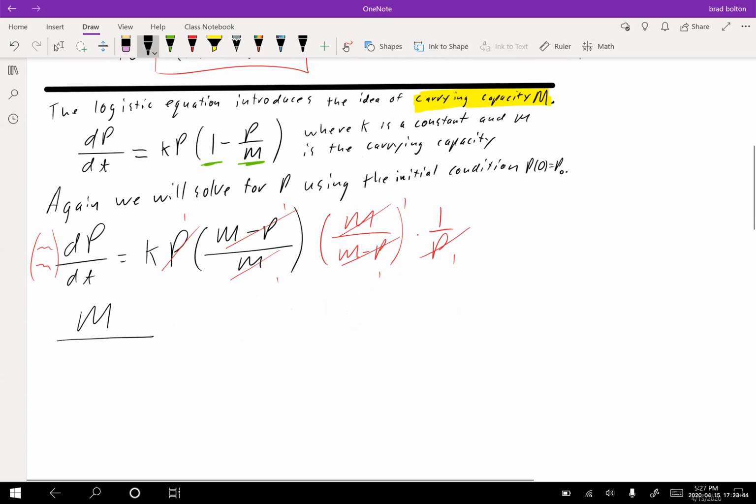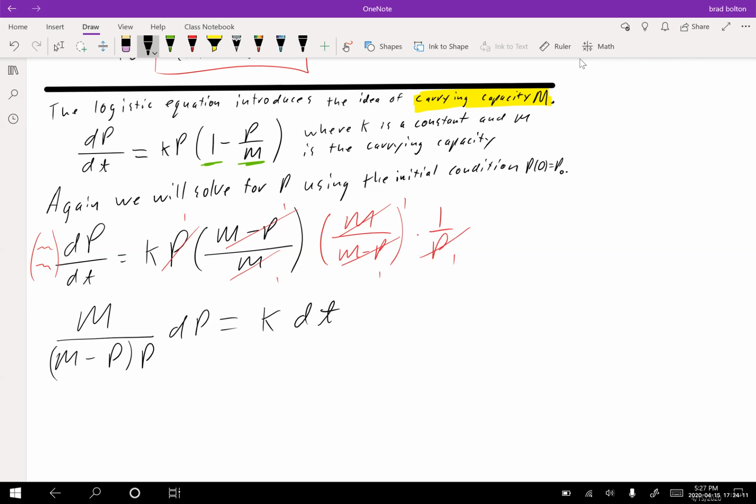So that means I'm going to have M over M minus P times, you know what, I can put the P right here, times P, and then I have dP still left. That's equal to K times dt, which is okay. Let me see.